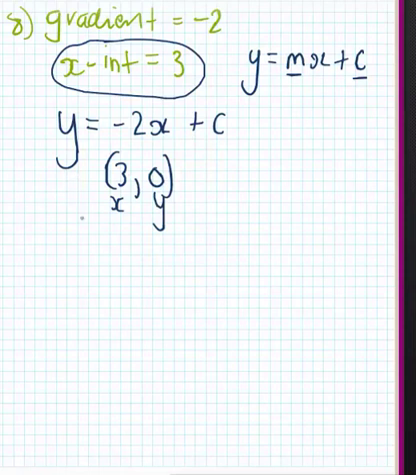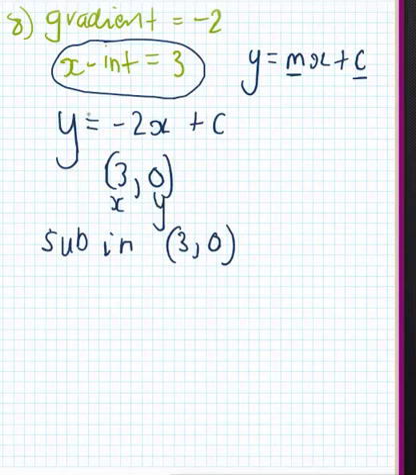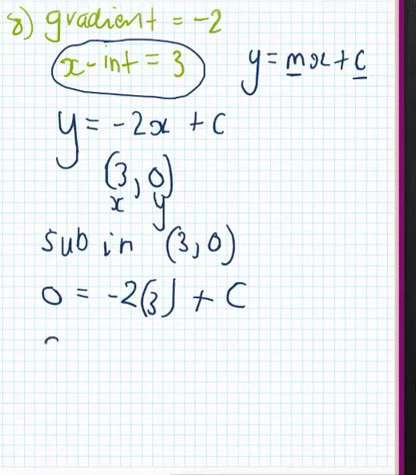Ready? So we can write some working out. We're going to sub in this point here, when x is 3, y is 0, into our equation, and let's go. So y is 0, 0 equals negative 2 times x. X is 3, so times 3. We should always substitute with brackets to get into the habit of it, and plus c. Now I've got negative 2 times 3 is negative 6, so I'm going to have 0 equals negative 6 plus c.